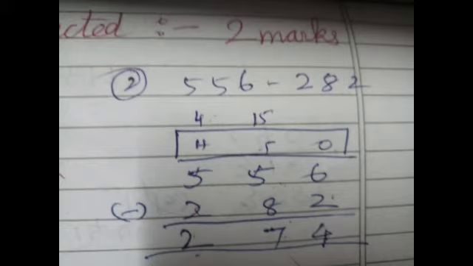One more sum as an example for you. 556 minus 282. See the number, write the number in the according place value. Start with the subtraction from the ones place onwards. 6 minus 2 is 4.